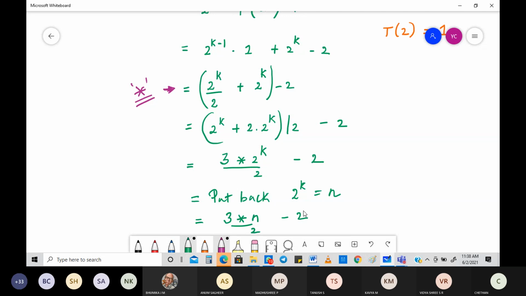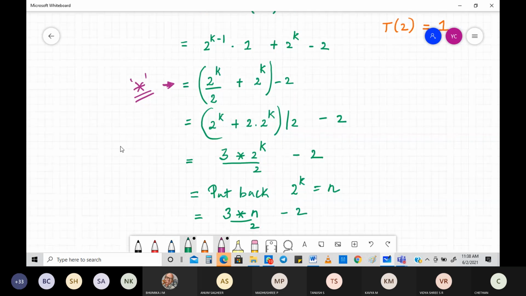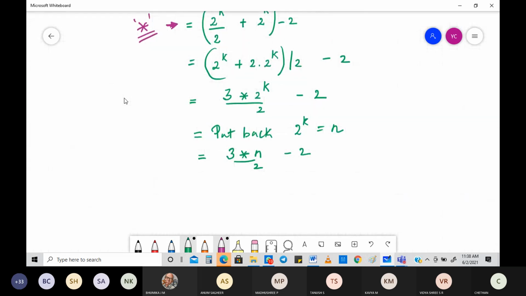What is the change I made? The simplest change I made was to just put back whatever we had taken. Wherever you had 2 to the power of k, I have put back n. So this became 3n divided by 2 minus 2. The other way of writing it is 3n by 2 minus 2, T of n.